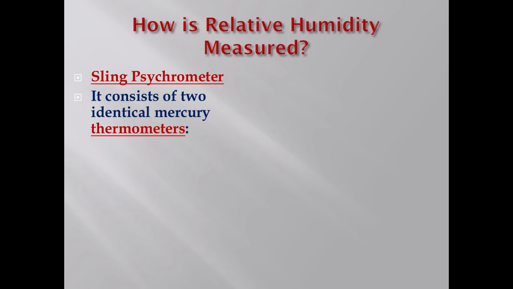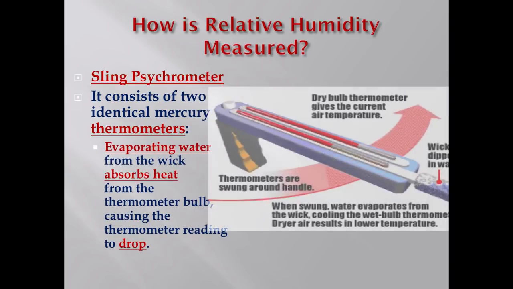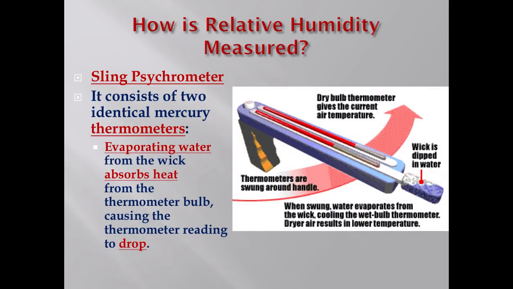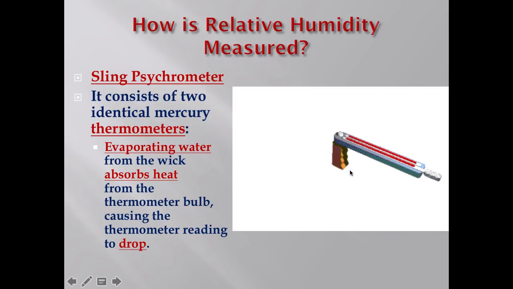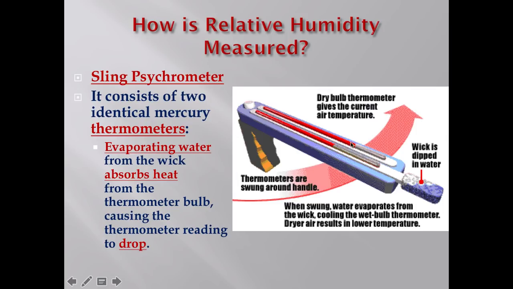All you need is 2 identical thermometers and something to attach them to that you can sling around, kind of like a string. So I make these using a Gatorade bottle, some rubber bands to attach them, and then I tie a string to the top. So these thermometers, one is dry, and that's going to give you the current air temperature. The other one has this paper towel on it with some water. And that water is going to evaporate as it slings around, as it gets spun around. And that's going to absorb heat, and that's going to cause this thermometer to go down.